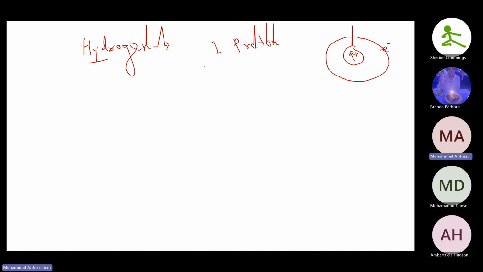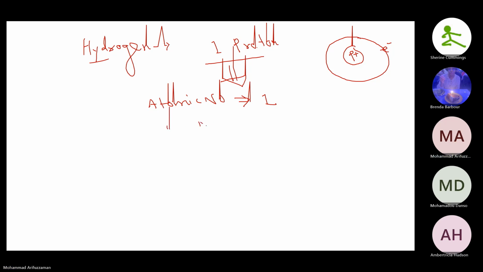And what will be the atomic number of hydrogen? Atomic number means number of protons. So it will be 1. Now you can see here there is no neutron. So what will be the atomic mass? 1. Yes, that is 1.